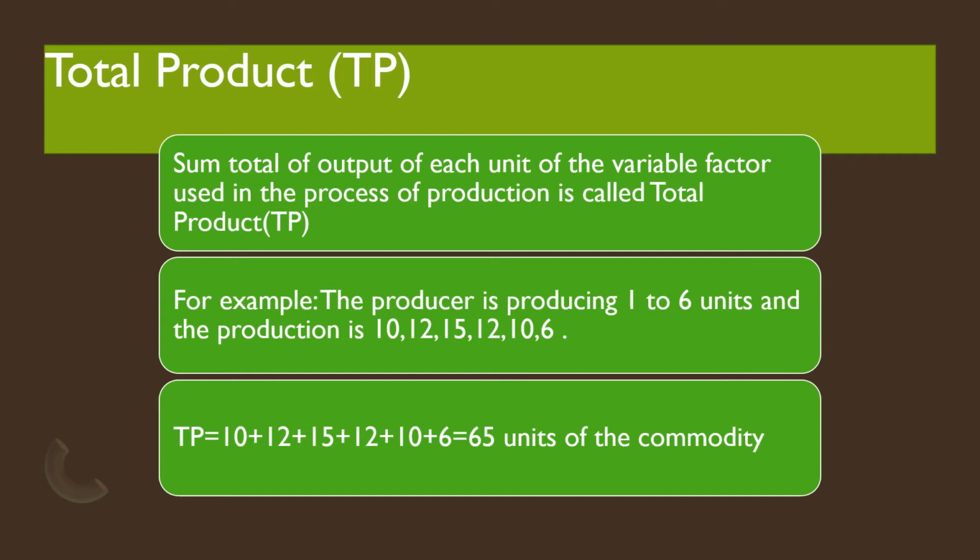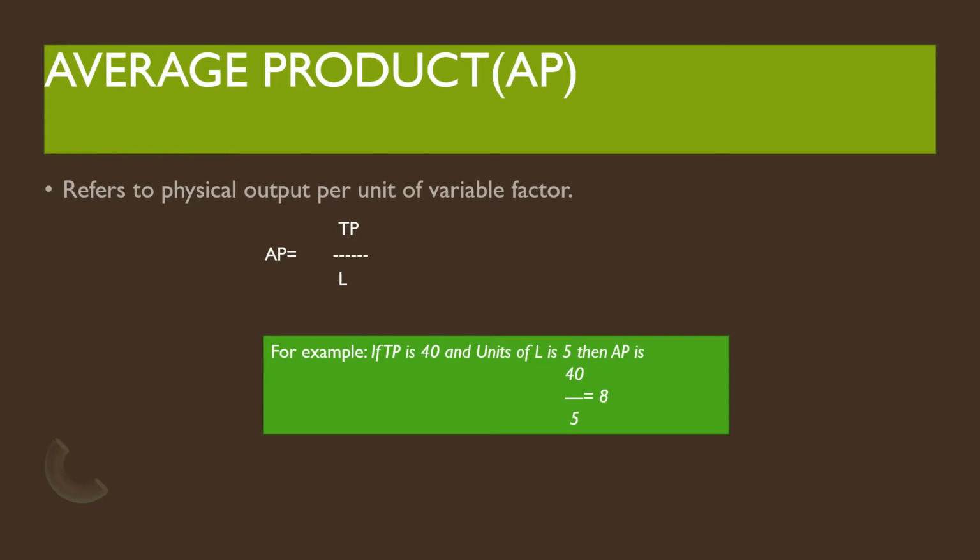Next, we are going to consider average product. Now, average product is referred to as physical output per unit of variable factor. It is calculated as average product is equal to total product divided by L. L is basically your unit of variable factor, that is denoted by labor in economics.